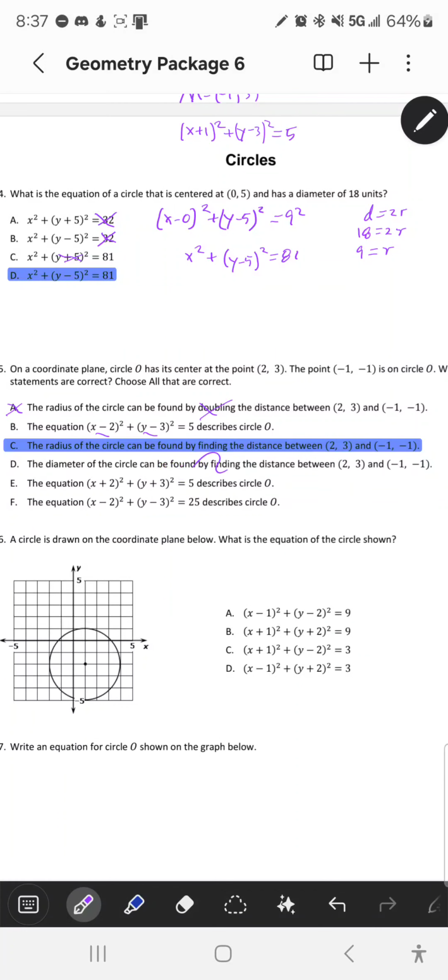The diameter of the circle can be found by finding the distance between the 2 points. No, it can be found by doubling the distance between those 2 points. So, no.